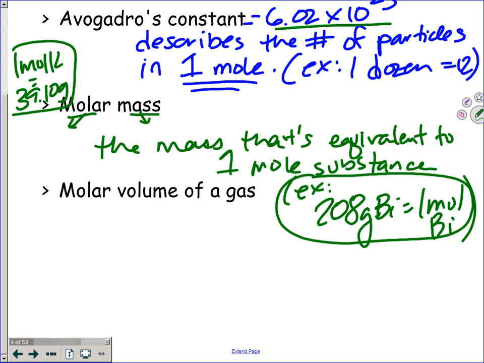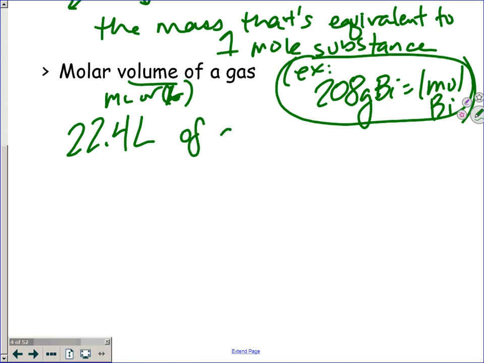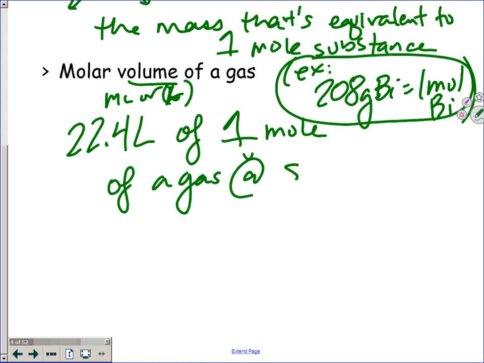Molar volume: what unit should volume be recorded in? Milliliters or liters. I'm actually going to use liters here. So the molar volume of something is 22.4 liters, and this is what they mentioned in the video. 22.4 liters of a gas, of 1 mole of a gas, sorry, 1 mole of a gas at STP.